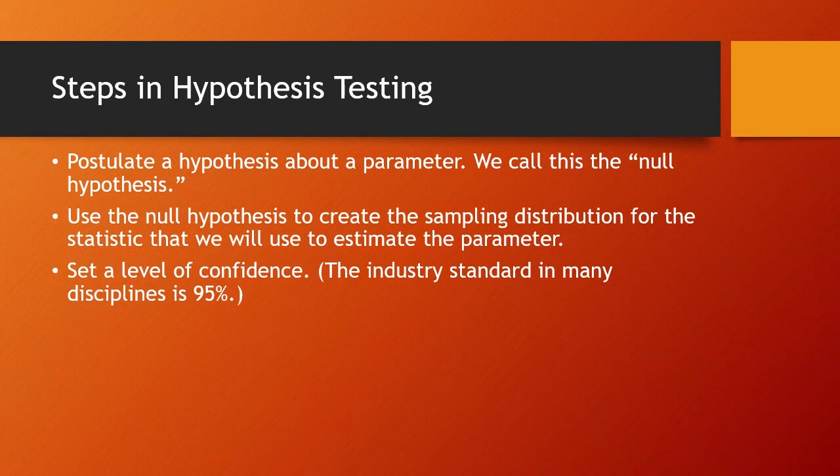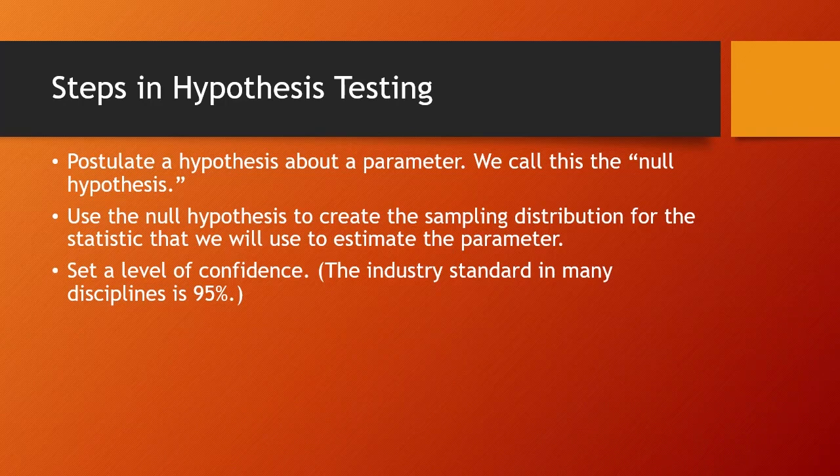The next thing we do is set a level of confidence. How confident do we want to be in our answer? The industry standard in many disciplines, including the behavioral and social sciences, education, medical fields, is 95%. So we will, for this example, set our level of confidence at 95%.